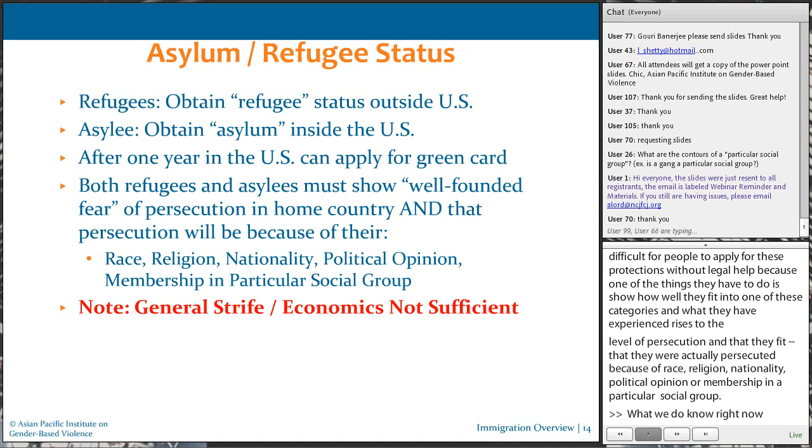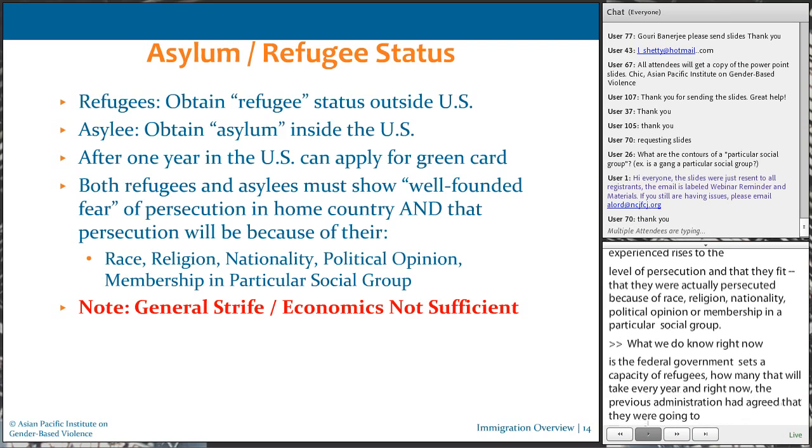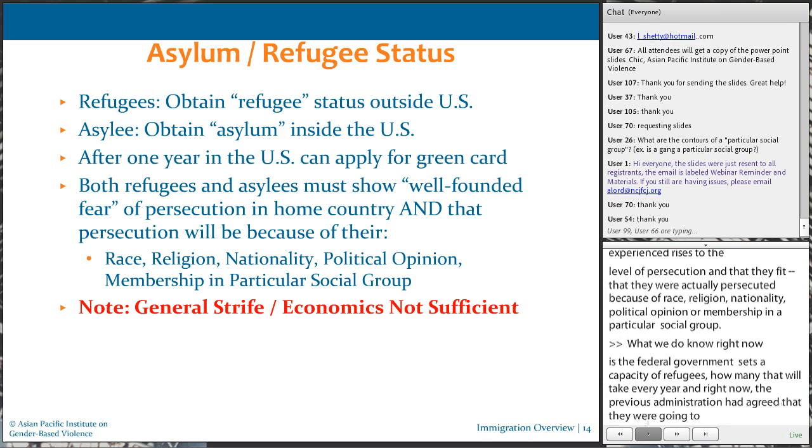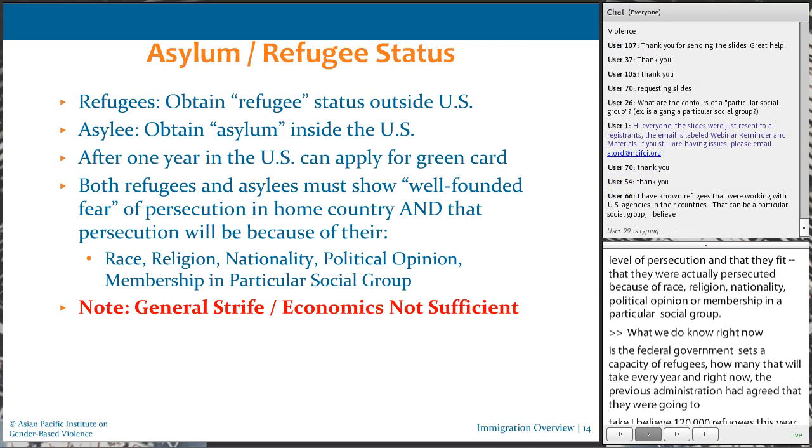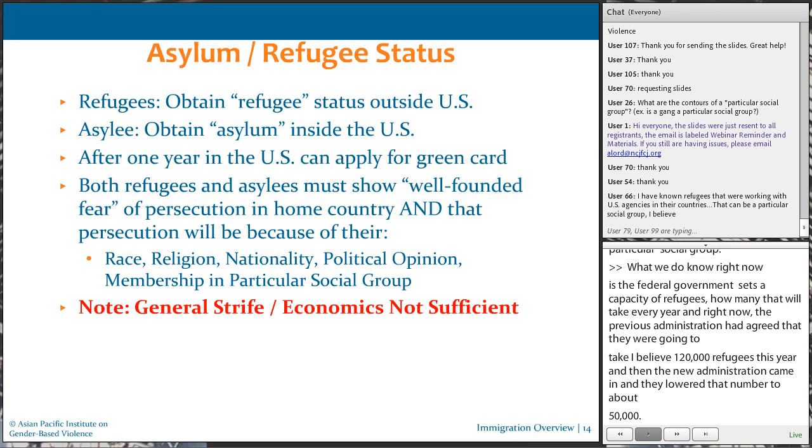I have a question about what the contours of a particular social group are, and I'm going to talk about that when we get to victim-specific protections. So I will address that when we move on.